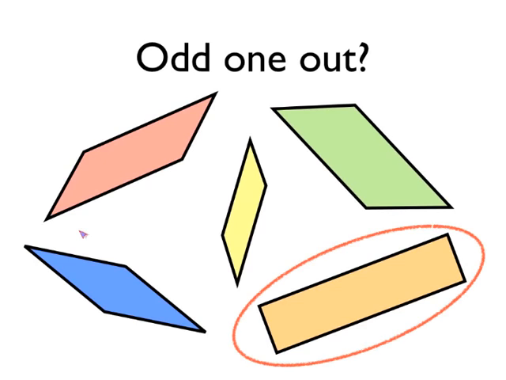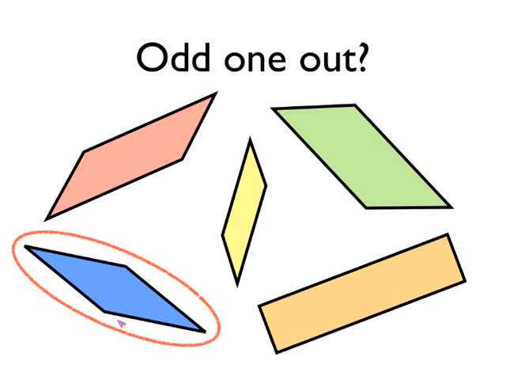Maybe you said that this was the odd one out. This rectangle was the odd one out because it's the only shape there where all four angles in the shape are the same size. Maybe you said this was the odd one out because this rhombus here is the only shape where all four sides have the same length. On all the other quadrilaterals, all four sides are not the same length.